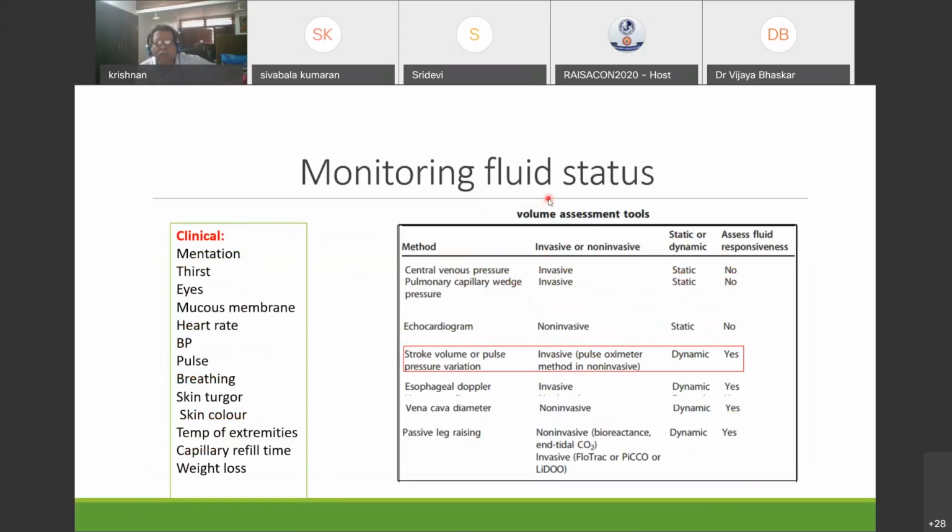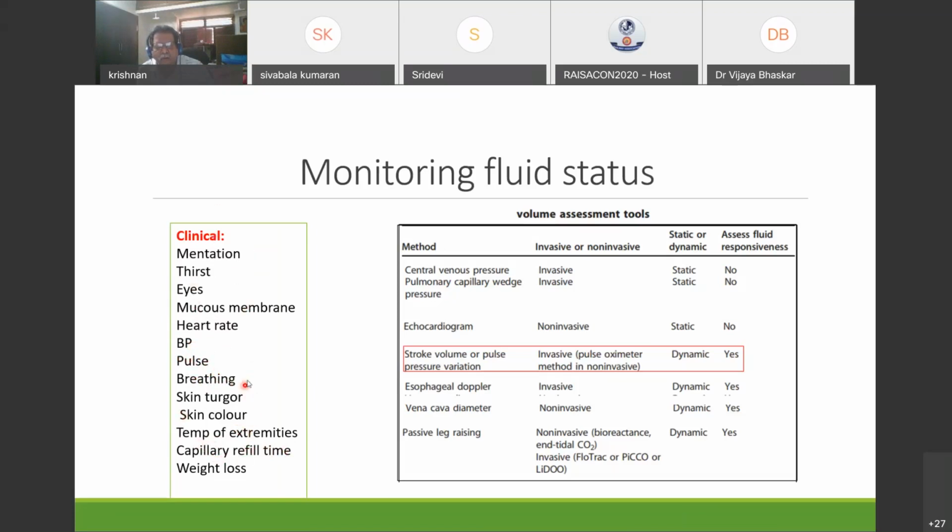So now we come to how we monitor the intraoperative fluid status. We can monitor clinically or we can monitor by using tools. Clinical monitoring, mentation, preoperatively you can see, but you cannot see intraoperatively. Thirst you cannot see intraoperatively. Eyes may be shrunken. The dry mucosa you can see. What you can see clearly is tachycardia or bradycardia, hypotension or normotension, pulse volume. Breathing we can also see. Skin turgor will be there. Temperature will be there. Capillary refill time you can see. Okay, these are the clinical monitoring that you can see.